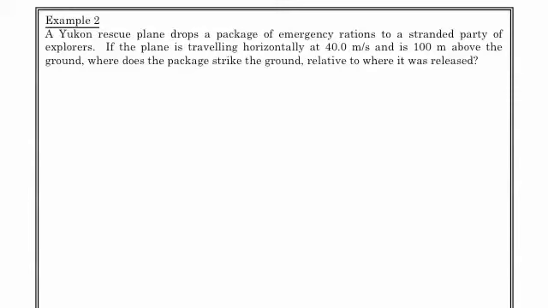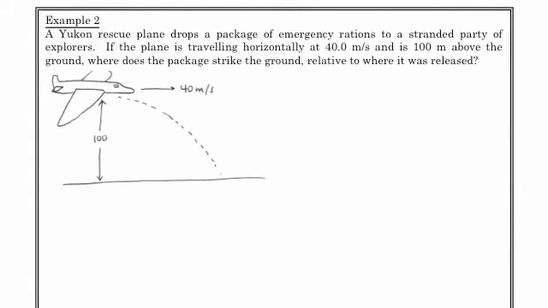Here's example 2. A Yukon rescue plane drops a package of emergency rations to a stranded party of explorers. If the plane's traveling horizontally at 40 meters per second and is 100 meters above the ground, where does the package strike the ground relative to where it was released? So, of course, the package that's dropped is a projectile because it has some initial velocity. So here's a little diagram of the situation. We've got a plane traveling 40 meters per second, and the dotted path represents the path that the package would take, not the path that the plane would take.